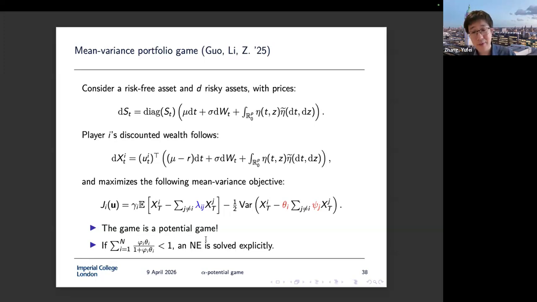In the literature, such a mean variance portfolio game is typically studied in the mean field regime. In this case, the size of the parameters depends on everyone having the same size, but in our case, we relax to more general sizes.